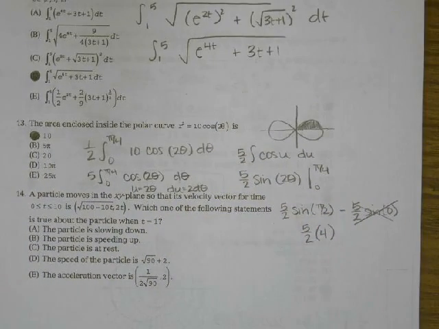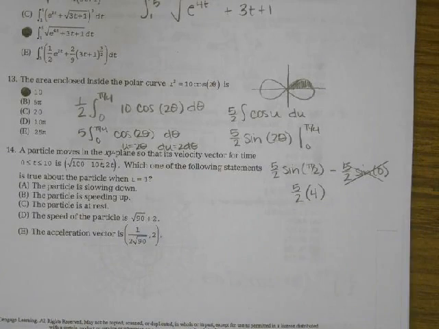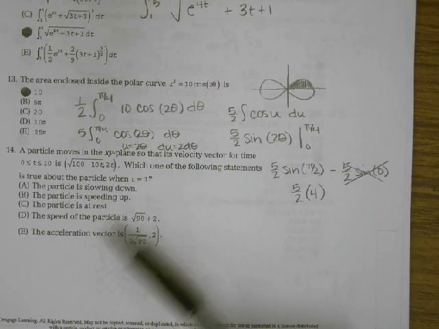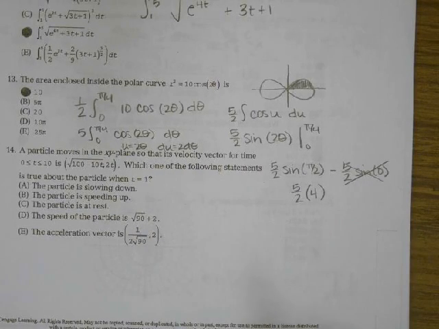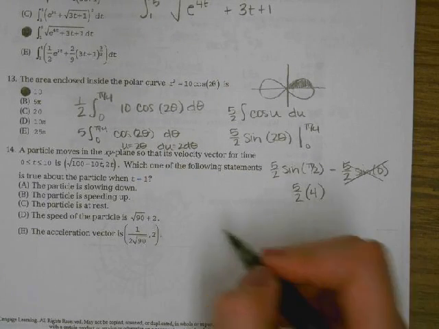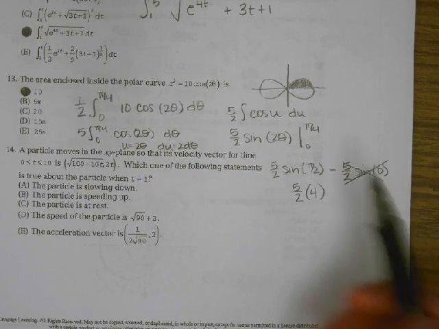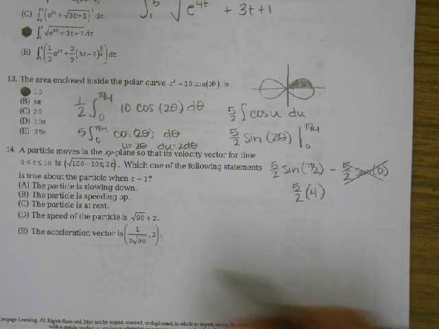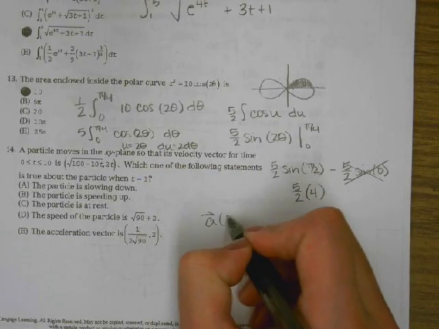All right, number 14. Here, a particle moves in the xy plane, and we're asked which of the following statements is true. I saw that it was all about the speed of the particle and acceleration. If you recall, you can find if something is speeding up or slowing down based on the signs of velocity and acceleration. In this case, we've got vectors. So I knew this was the velocity vector, and I took the derivative of that to find the acceleration vector.